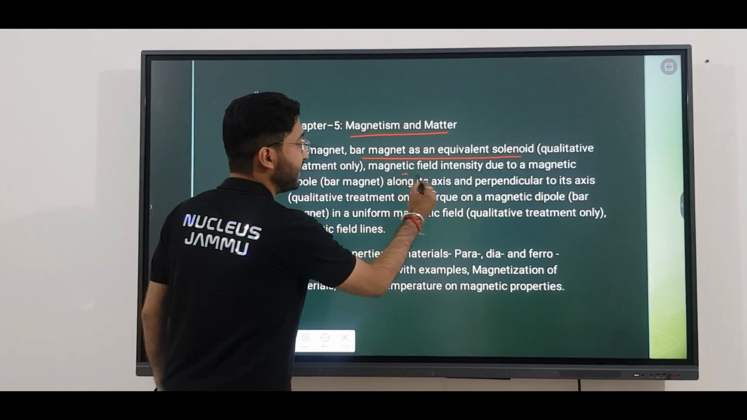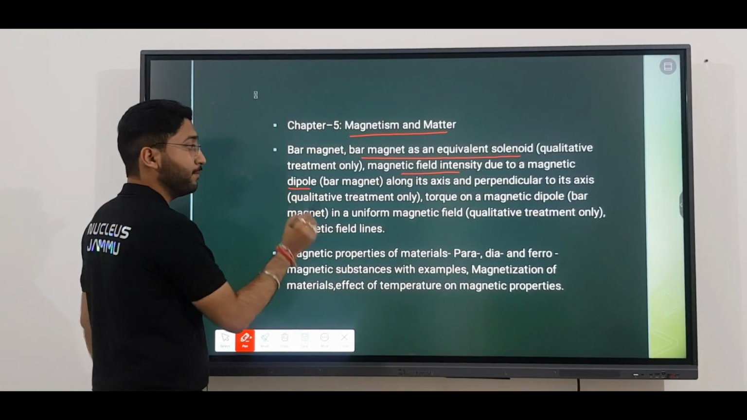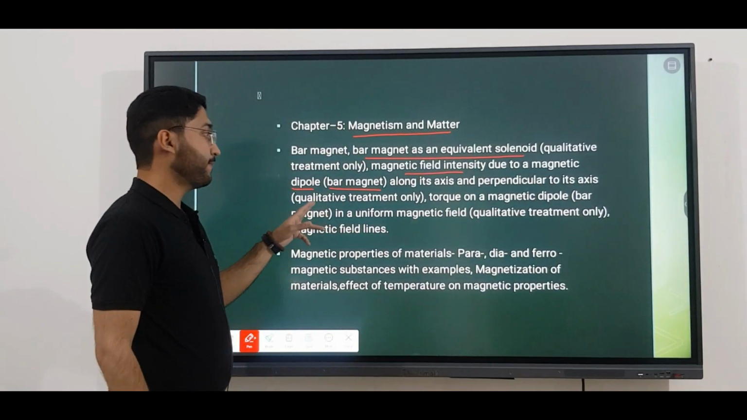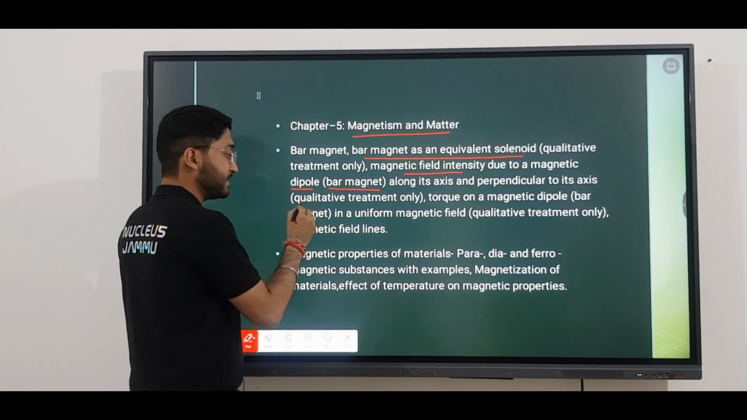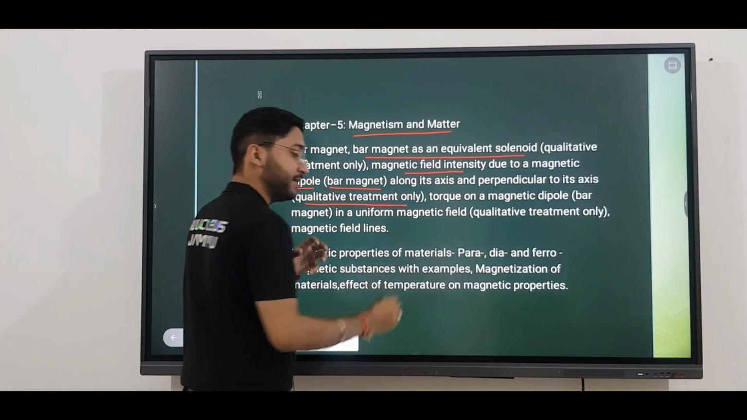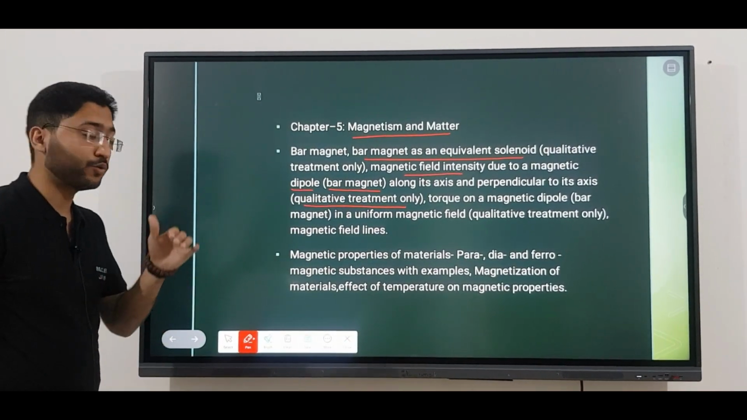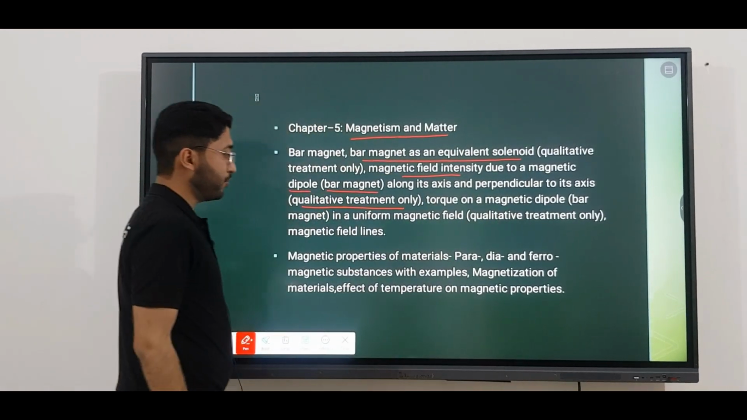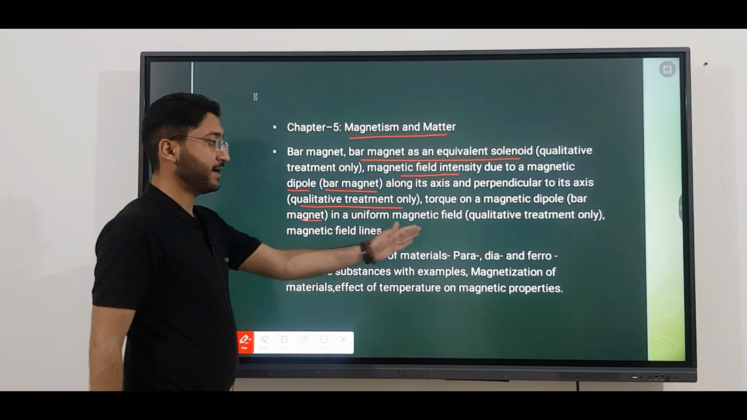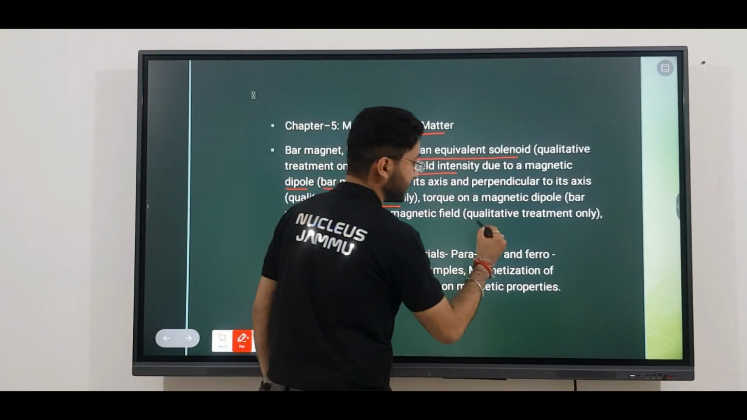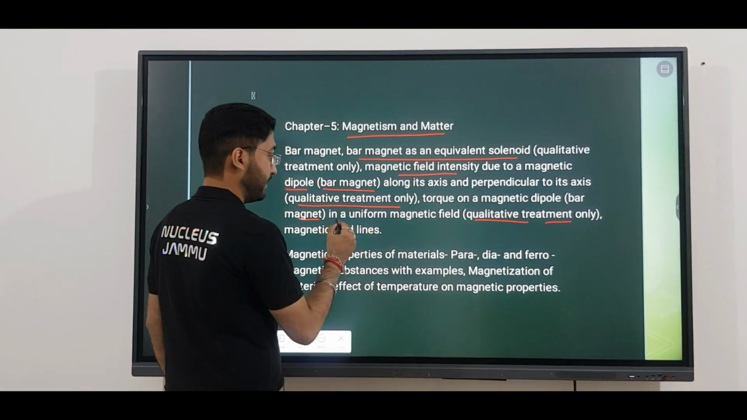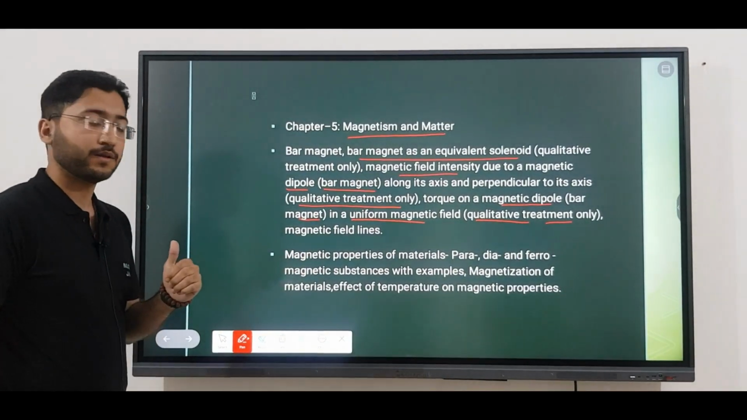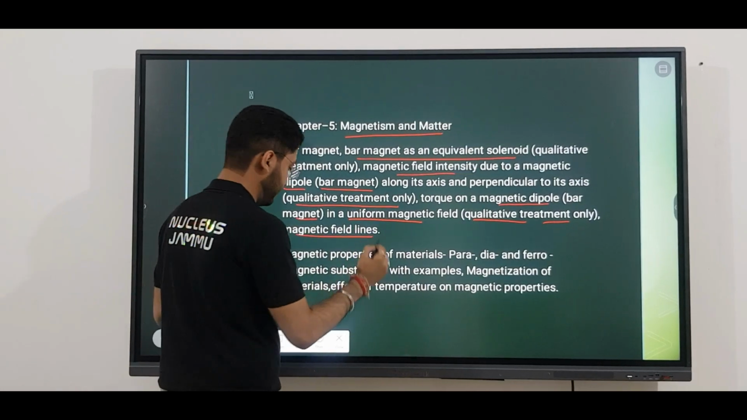Now magnetic field intensity due to a magnetic dipole, mainly a bar magnet, along its axis and perpendicular to it, and here again CBSE specifies qualitative treatment. It means you have to study only the basics, not go deeply into this topic. Torque on a magnetic dipole, mainly a bar magnet in a uniform magnetic field, and again CBSE specifies qualitative treatment. You have to study only the basics, only the formula for the final paper. Magnetic field lines.